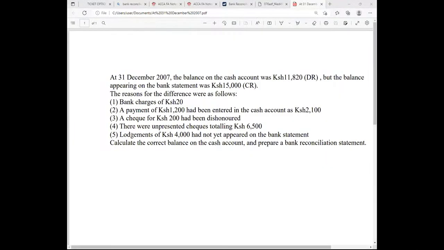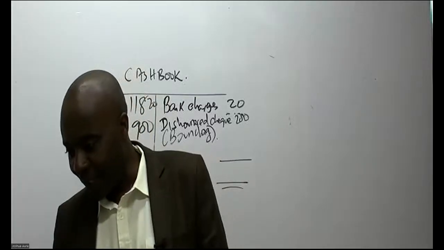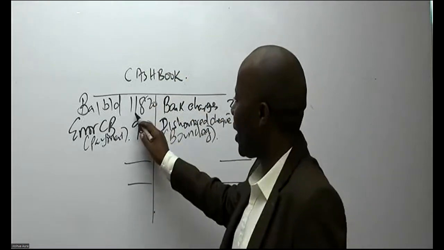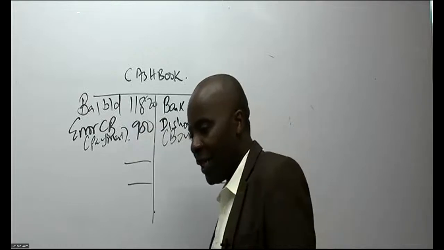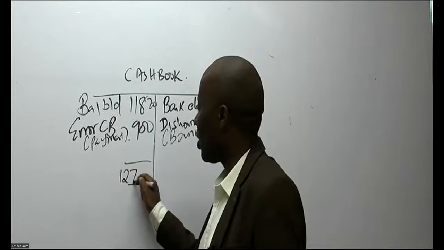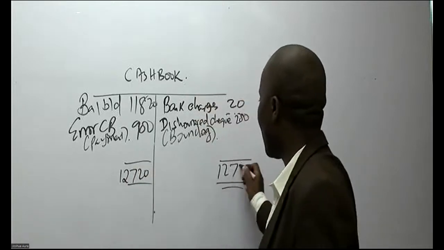Great. Now the next thing should be for me, because we know items 4 and 5 are going to the bank statement. Could you kindly come here and give me the balance carried down in the cash book? Give me the side. Which side is heavier? Must be this side. So you take 11,820 plus 900. What are we getting? 12,720. So this has to be 12,720.